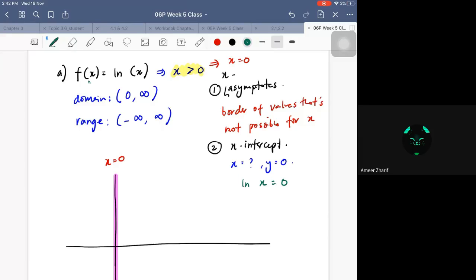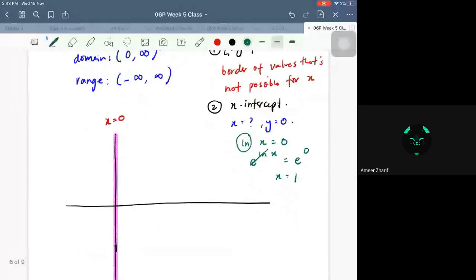So I just take from the original equation. So x, I mentioned to you this repeatedly: how do we cancel log? We can cancel ln because ln is log base e, by exponentiating both sides of the equation. So e to the power of ln x is going to equal e to the power of 0. This cancels, so x is going to equal 1. So when y is equal to 0, x is going to equal 1. So this is where it's going to intercept.